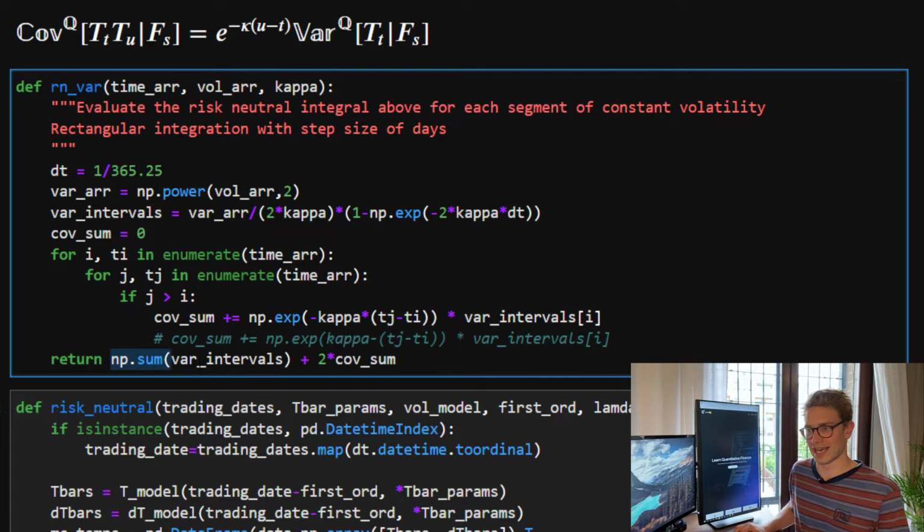Now I'm just going to calculate the sum of those variance intervals, and then I've already calculated the sum of the covariance, and I just need to multiply it by 2 and then add it to the sum.